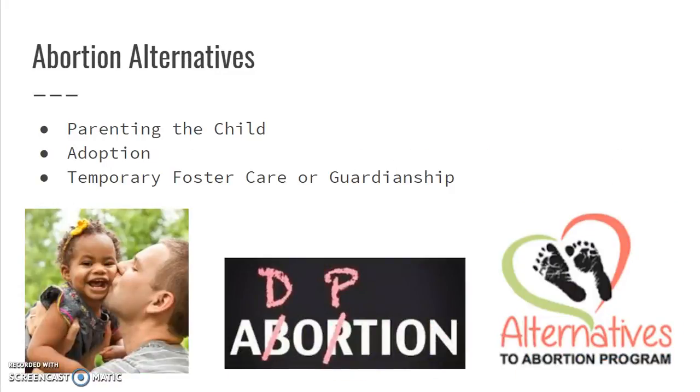And then lastly, here are some alternatives to abortion. There's parenting the child, which is the most obvious one. You could keep the child and then become the parent. There's adoption, so you could give the child up for adoption rather than giving it up completely. And then there's also temporary foster care or guardianship. So the child could live with somebody else while the parent was getting their life together, and then they could go and be the child and have their actual parent be their guardian eventually. So that was all about abortion and the facts about it and the different arguments between it.